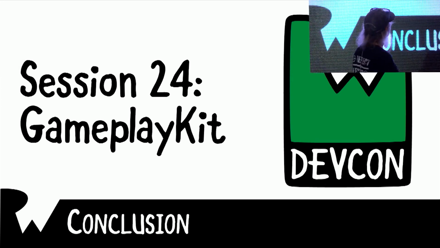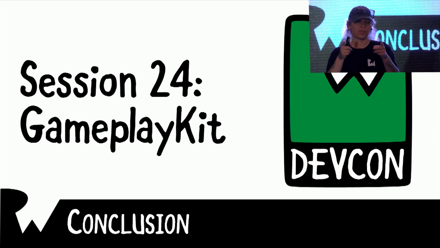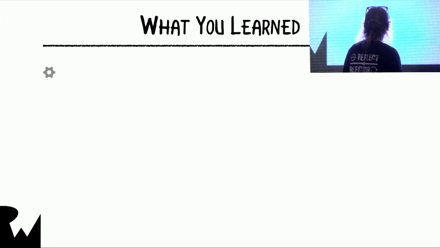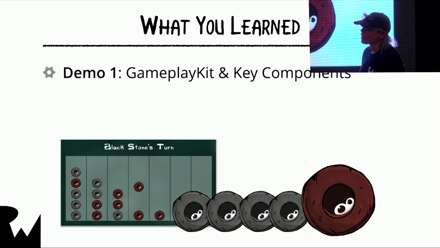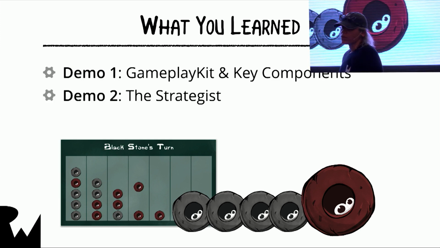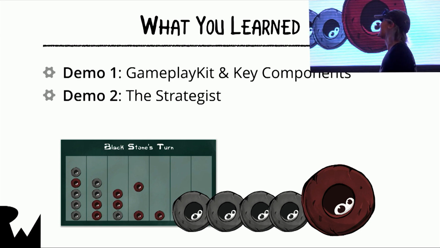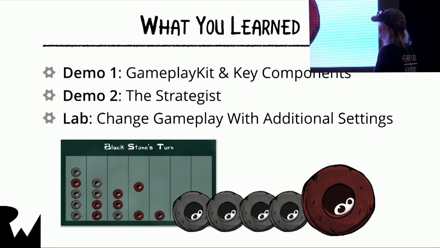Okay, so we are done with the lab. I'm going to be in the room across the way after this session and during the next session. But let's see what we learned in this session, shall we? We learned how to use GameplayKit, and we learned a little bit about the key components of GameplayKit, specifically related to the AI stuff. We also learned a little bit more about the strategist. I really like the strategist. Finally, hopefully some of you got to at least play a little bit around with the lab.